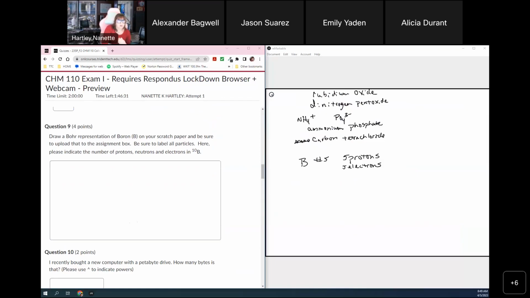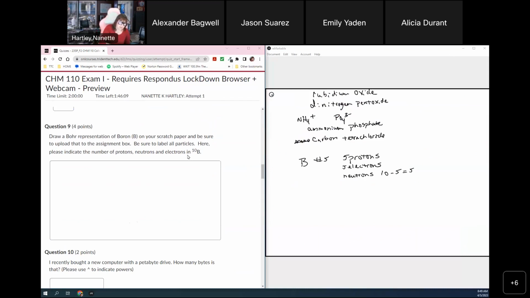And if we want to talk about the number of neutrons that are in this, the neutrons is equal to the mass number, which is this 10. So it's this number up at the top, the mass number, which is 10, minus the number of protons, which is 5, which is 5. So that's how we do that.